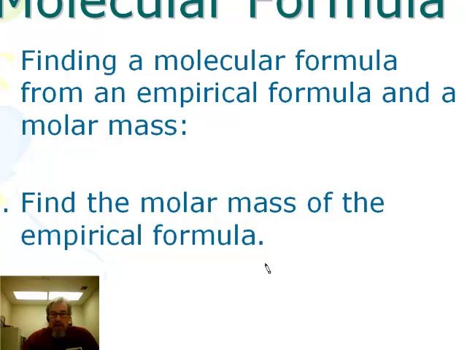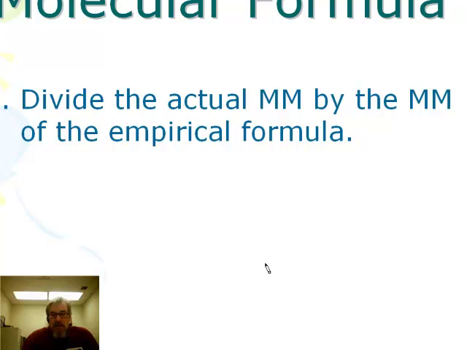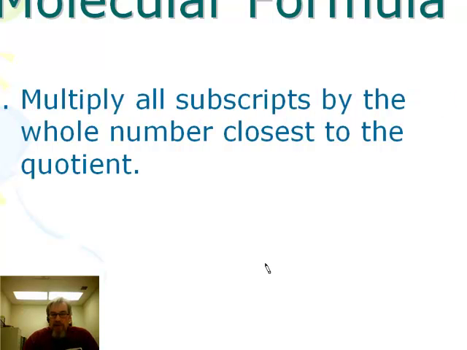So here's how we can find a molecular formula if we know the empirical formula and somehow we have the molar mass. The first thing you want to do is find the molar mass of the empirical formula. Calculate it out as if it's a real compound. Second, take the actual molar mass that we're given and divide that by the molar mass of the empirical formula. You should come out with a number that's really close to a whole number. Then multiply all the subscripts in the empirical formula by the whole number that's closest to the quotient you got in the last step, and you'll have your molecular formula.